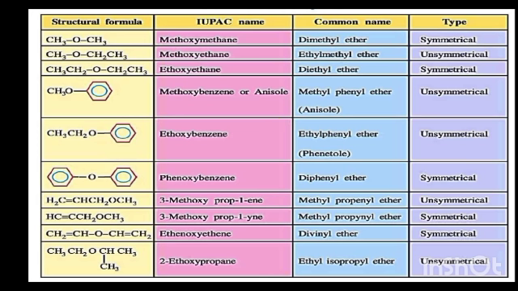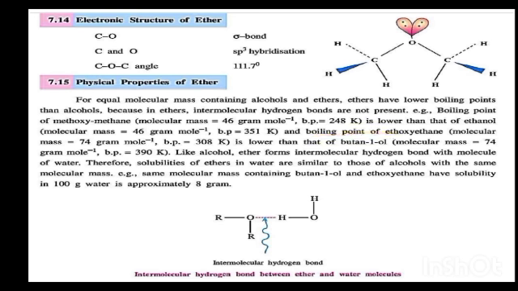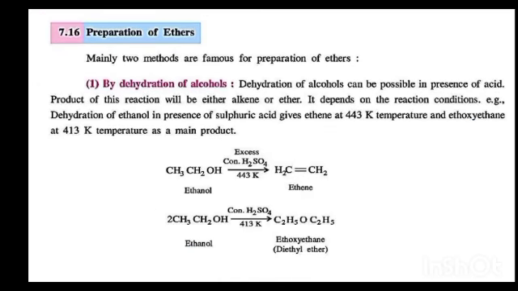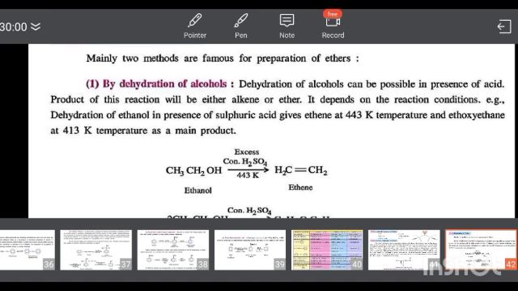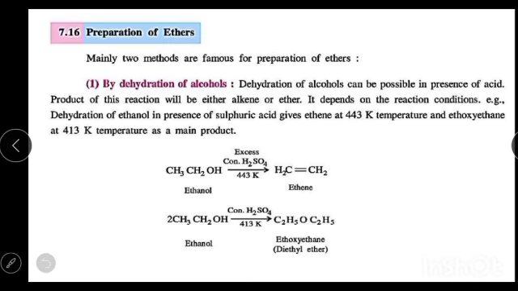For the preparation of ethers, mainly there are two methods. The first method is dehydration of alcohols. From alcohol we can prepare ethers. And the second method is Williamson's ether synthesis. So let's see them one by one.